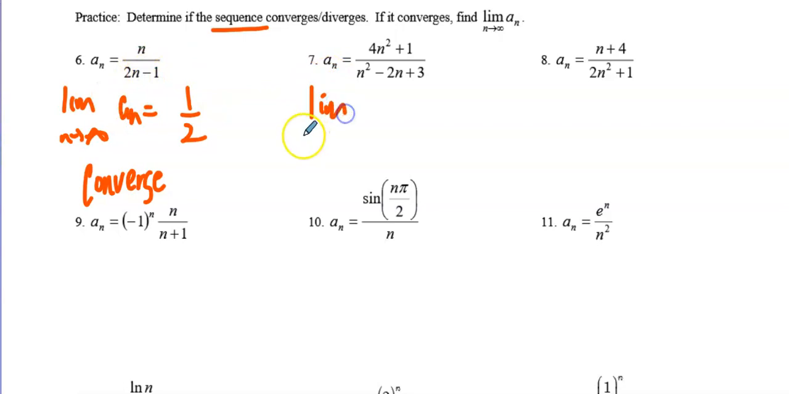If we look at the next one, the limit as n approaches infinity, again, of this rational function, you can see that the highest degree in the numerator is equal to the highest degree in the denominator. So this is getting a little boring with this one. This is also going to be converging.